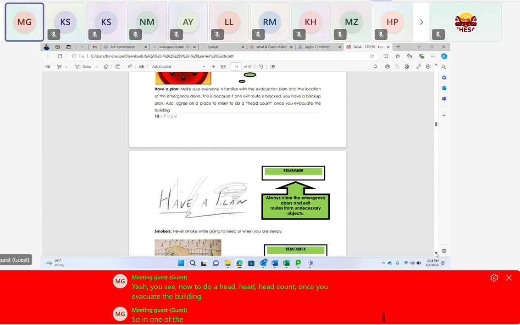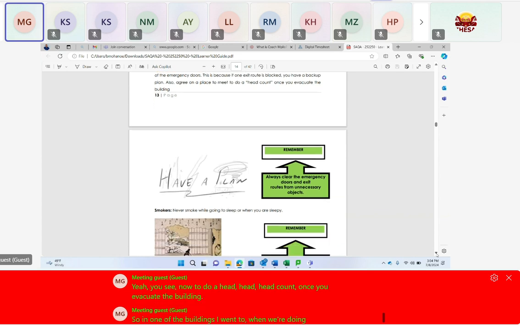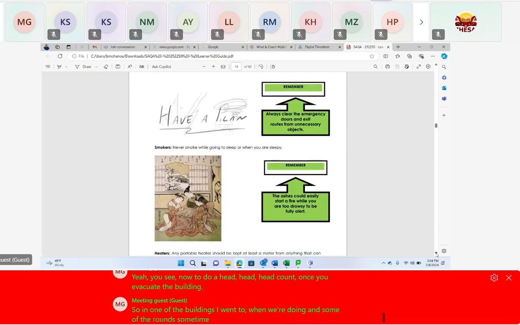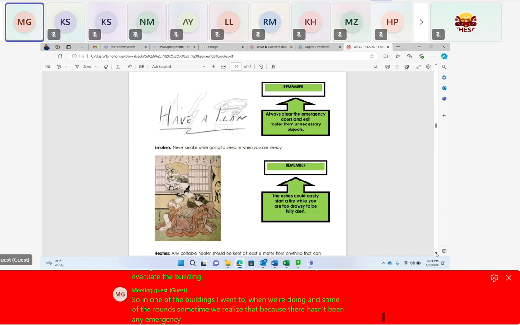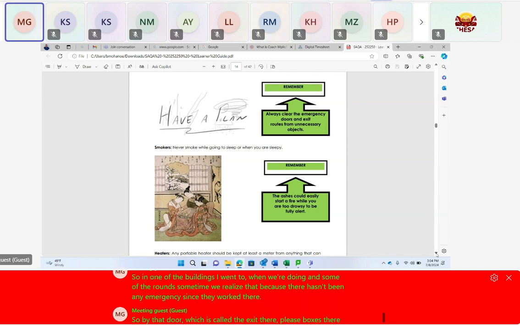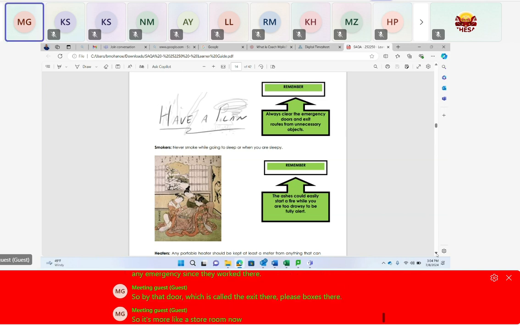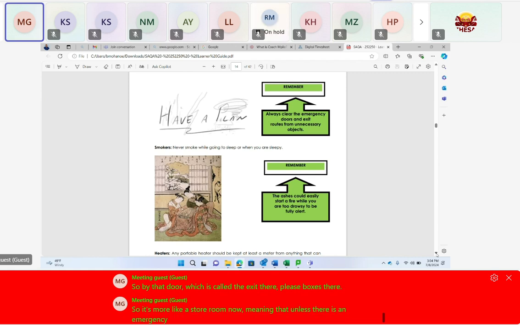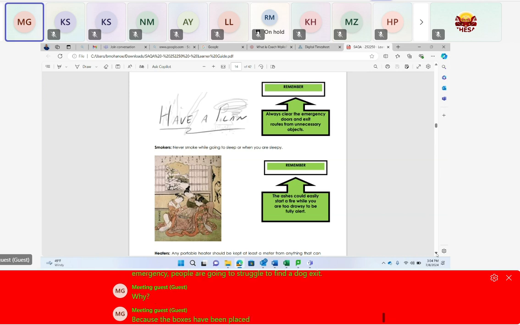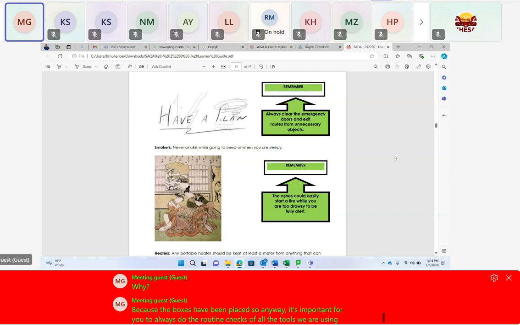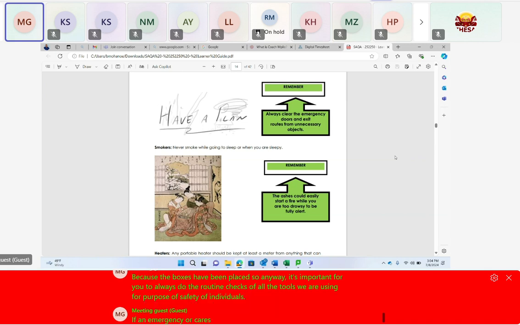In one of the buildings I went to when we were doing some of the rounds, we realized that because there hasn't been any emergency since they worked there, by that door, which is called an exit, they have placed boxes. So it's more like a storeroom now, meaning that once there is an emergency, people are going to struggle to find a door of exit. Why? Because the boxes have been placed there. That is why it's important for you to always do routine checks of all the tools you are using for the purpose of safety of individuals if an emergency occurs. That is very key.